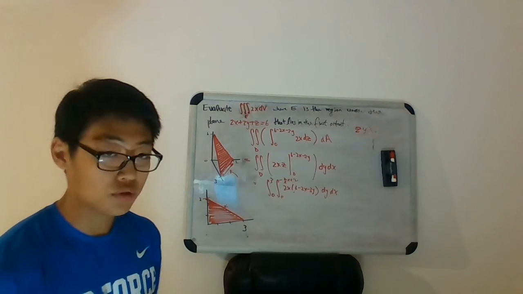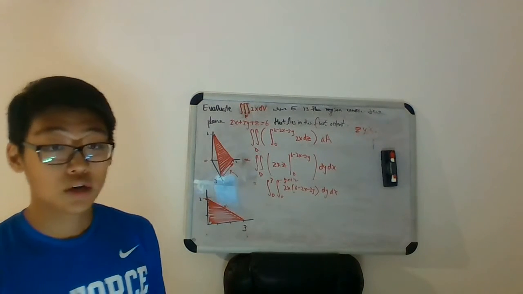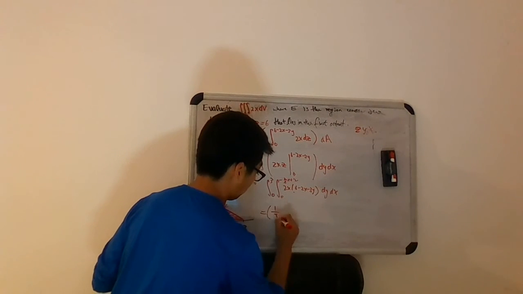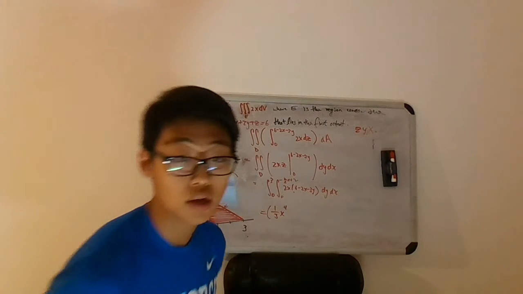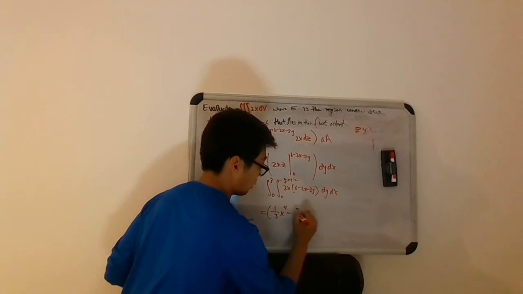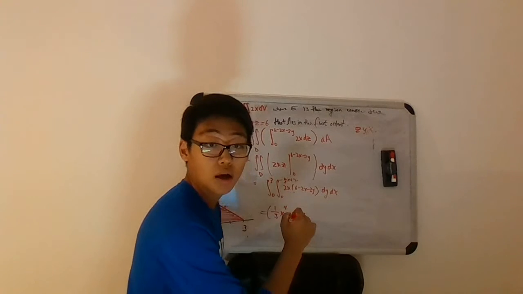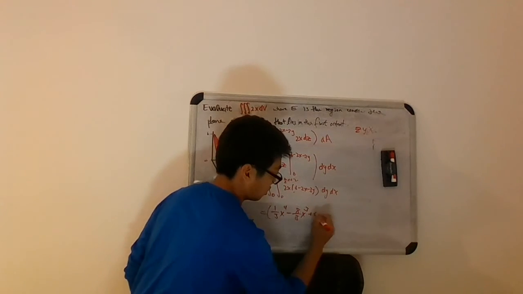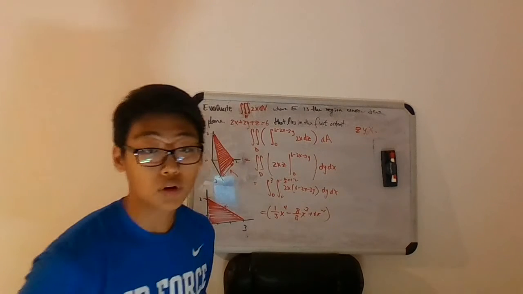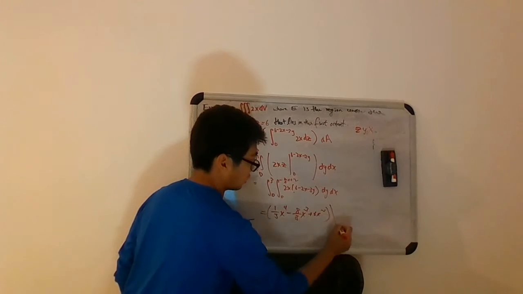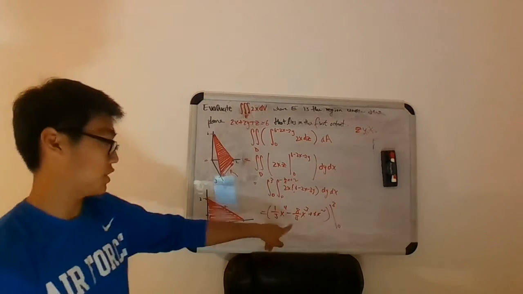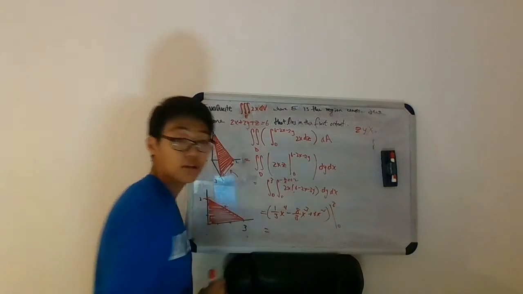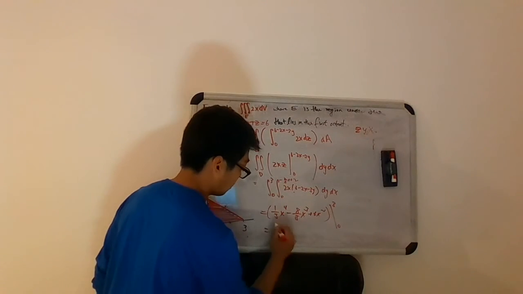And now using integration and FTC, our final expression down here should be 1/3 x to the 4th minus 8 over 3 x to the 3rd plus 6x squared from 0 to 3. That's with respect to x. Now using FTC, plug in 3 and 0 for x, and the final answer is 9.